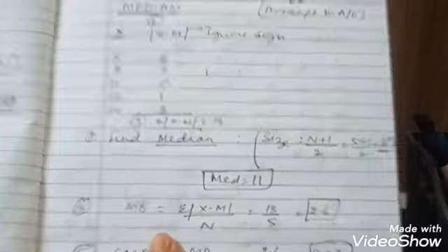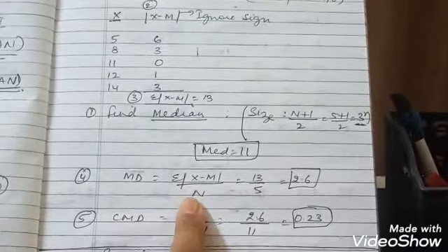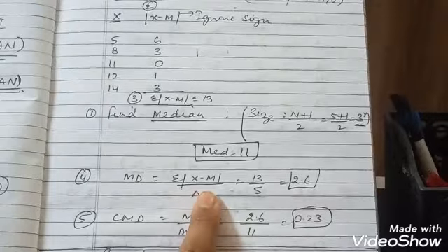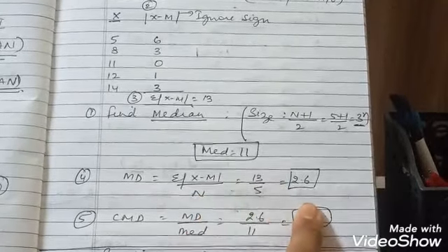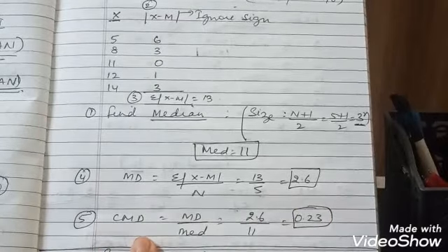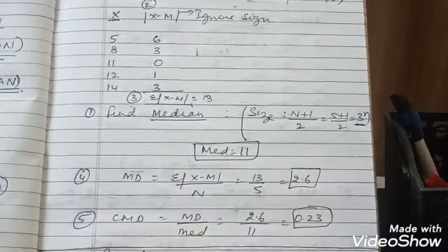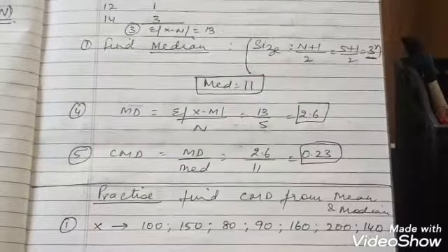Next step is mean deviation. Mean deviation is sigma f into x minus m modulus upon n, 13 upon 5, which is 2.6. And then you'll find CMD, that is mean deviation upon median, which is 0.3.